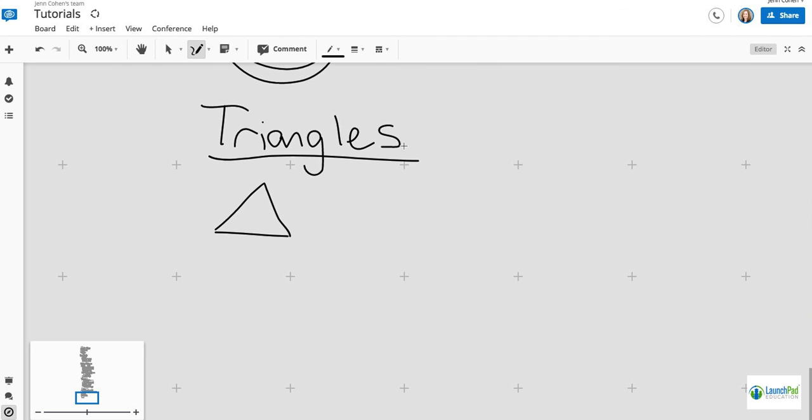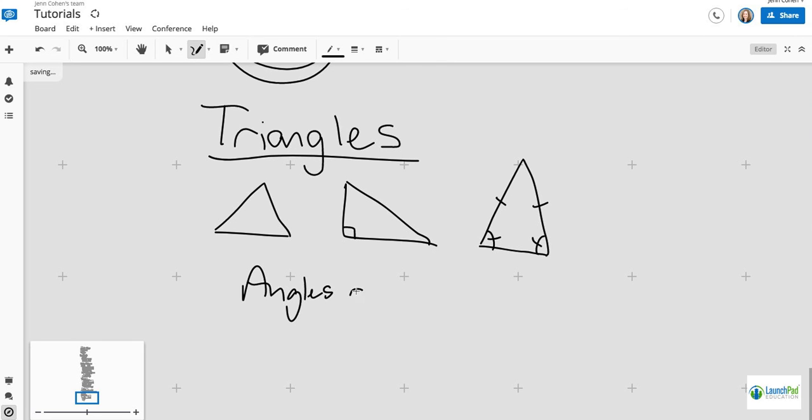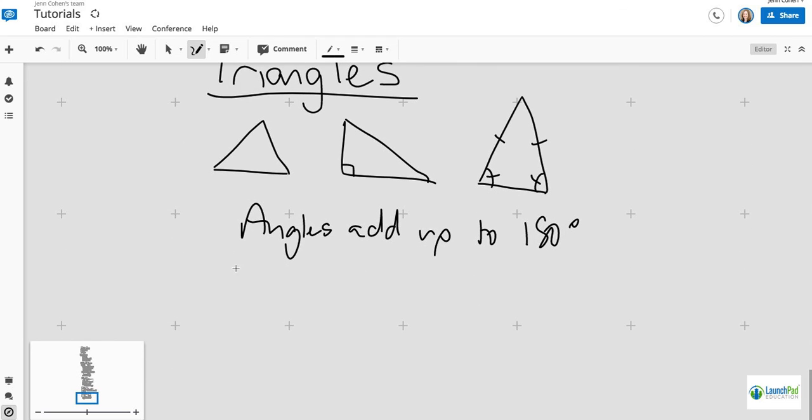The lengths could be anything. But you could also have a triangle that looks kind of like this one. And let's say that one's a right triangle, right? You could have one that looks like this one, which we'll call an isosceles triangle, where these two sides are equal, and that also indicates that these two angles are equal. When it comes to triangles, angles add up to 180, which I think I already mentioned. 180. Okay.